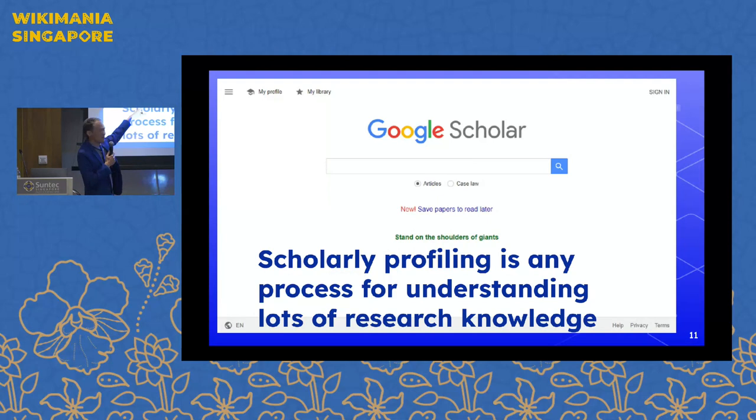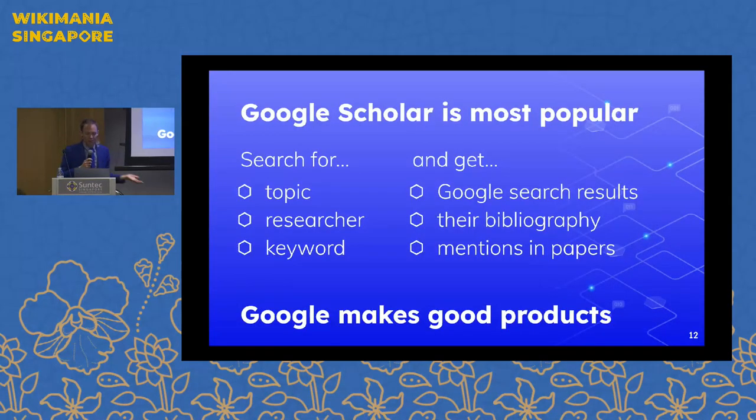We've got a Google search box. You put a term into this, and then you get information from Google, what Google says, or academic papers related to your term. Google Scholar is very popular for topics, give you a list of papers on a topic, the papers for a researcher, the papers by a certain keyword.